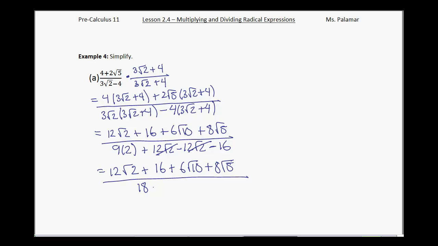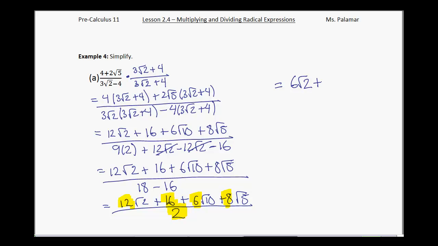which simplifies to 12 root 2 plus 16 plus 6 root 10 plus 8 root 5, all divided by 2, which is a common factor here. So our final answer will be 6 root 2 plus 8 plus 3 root 10 plus 4 root 5.